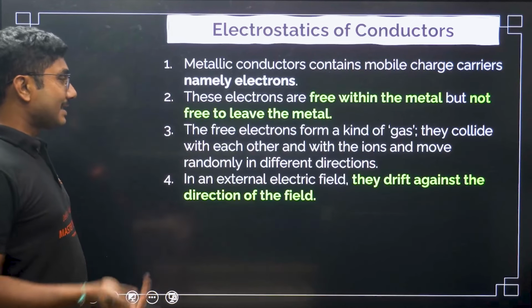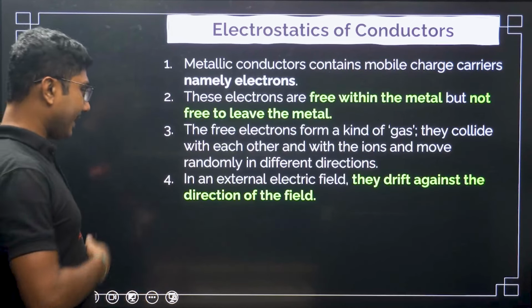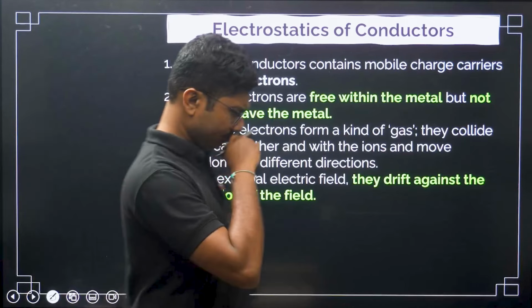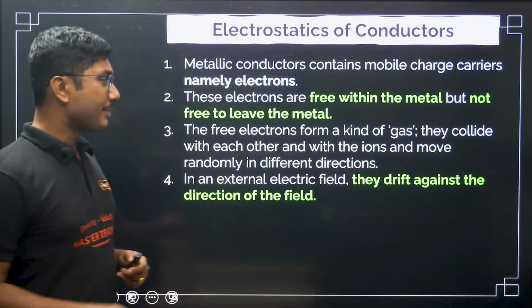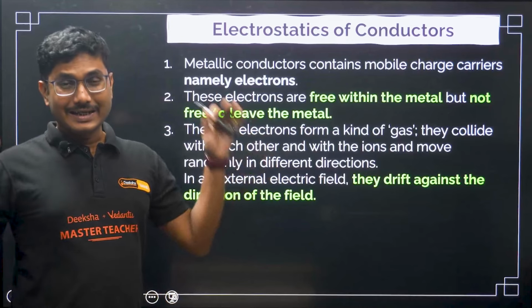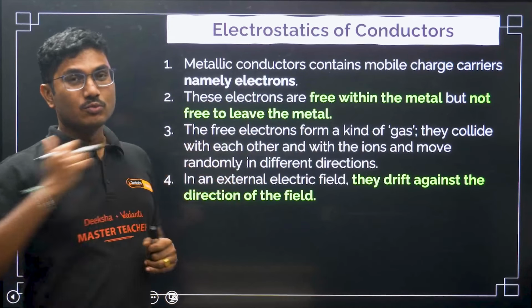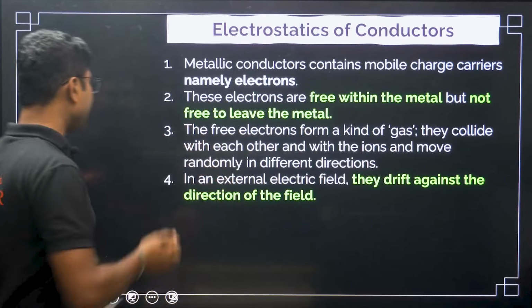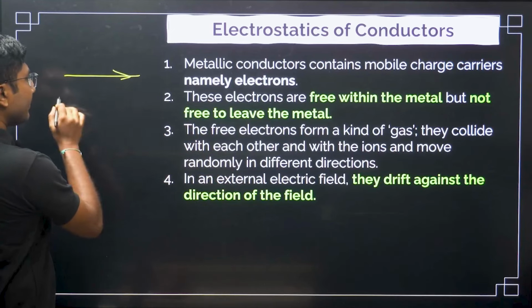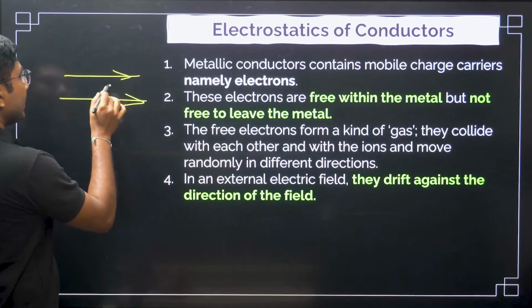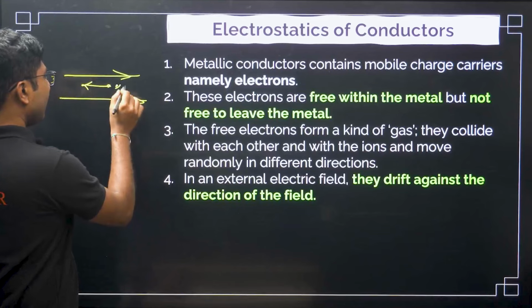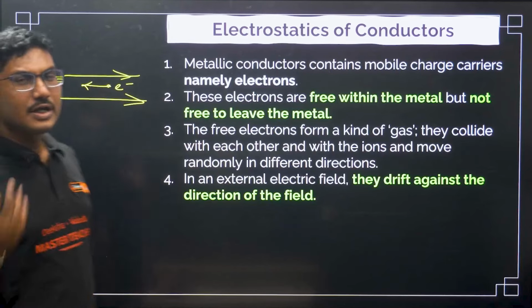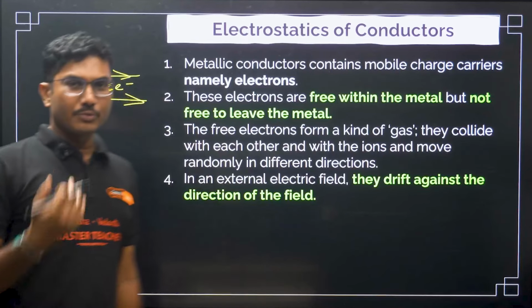Next, in an external electric field, they drift against the direction of the field. We will discuss more about this in the next chapter. So if you apply an electric field, the electrons move in the opposite direction of the electric field. That is the nature of the electron. It is a negative charge, so a negative charge always moves in the opposite direction.